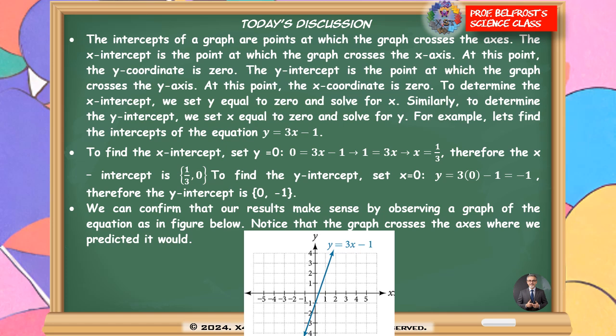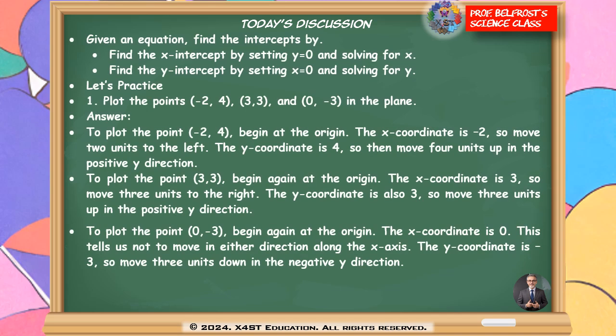For example, let's find the intercepts of the equation y equals 3x minus 1. To find the x-intercept, we set y equal to 0. So 0 equals 3x minus 1, which gives us x equals 1/3. To find the y-intercept, we set x equal to 0, and it gives us y equals minus 1. So that's it. The x-intercept is (1/3, 0), and the y-intercept is (0, minus 1). So we can confirm our result by sketching it. So given an equation, find the intercepts by following this rule.